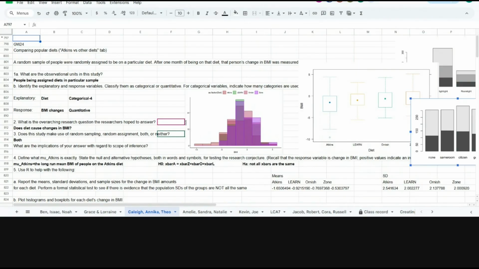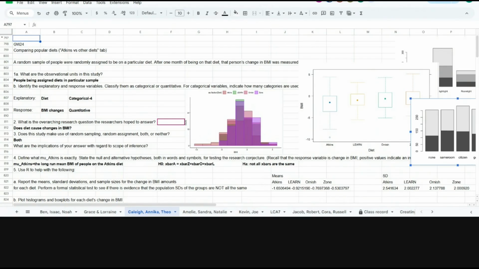Identify the explanatory and the response. Explanatory is diet, yes. It's categorical, there are 4 diets. And the response is the BMI change, important. Not BMI, BMI change. That's why you have negative BMI change. I mean, no one has a negative BMI. So BMI change can be negative, and that's quantitative. Good.